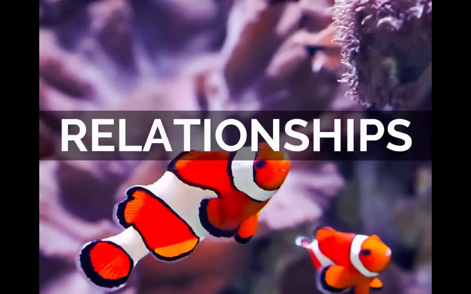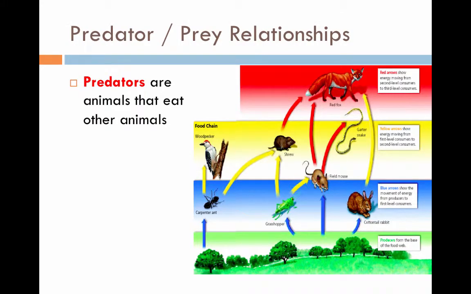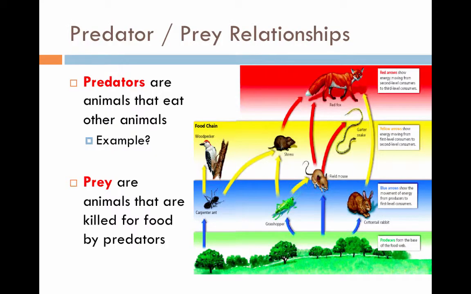Even though I didn't directly say these words, you now know about the predator-prey relationships in ecosystems. Predators are animals that eat other animals. For instance, the red fox, the garter snake, the shrew, the mouse, the woodpecker. They are all predators. They are eating other animals.